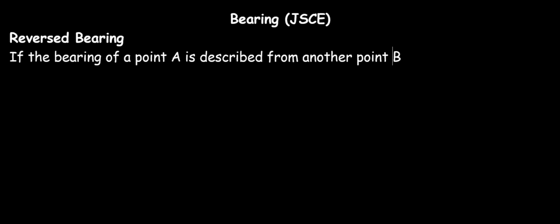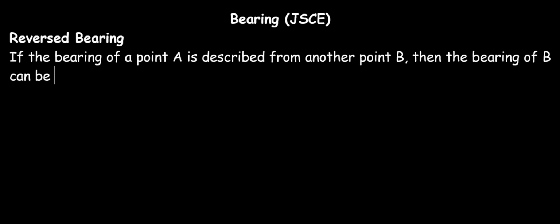We are continuing with our teaching on bearing, the JSCE aspect of it. Today we're starting with reverse bearing. If the bearing of a point A is described from another point B, then the bearing of B can be described from A based on the first description.